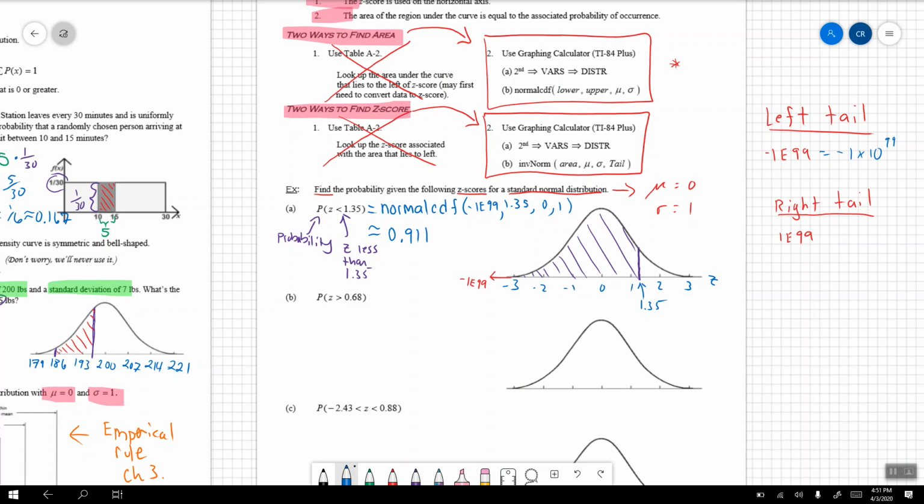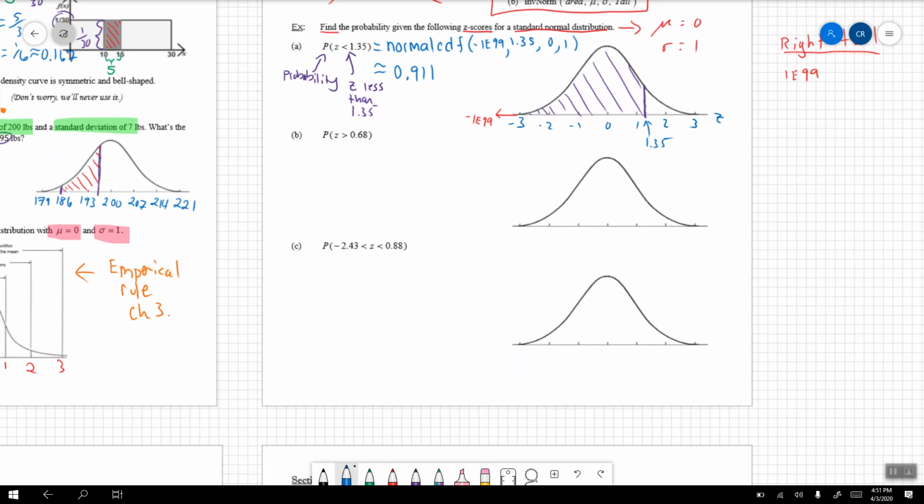0.911. So this first line lets me know, hey, Mr. Castro, I know what I'm doing with the calculator. This is what I'm inputting. The second line then tells me you interpreted the answer correctly, which is a probability of 0.911. Awesome.